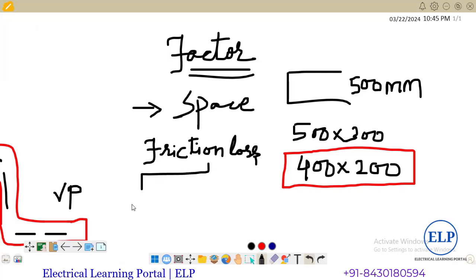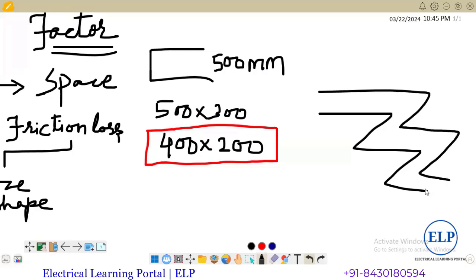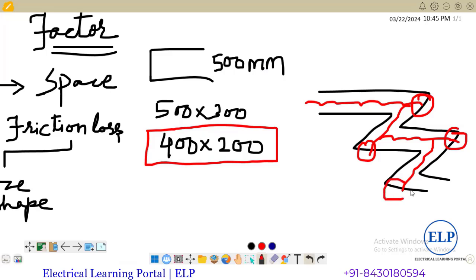So these friction losses depend upon the size of the ducting, the shape of the ducting. To understand shape, suppose for example I have a zigzag duct, suppose this is one of my ducts. In this case, whenever the air is traveling, it will hit this surface, then it will come and hit here, and then come and hit here again. So you can see that at every point the air is getting lost. So this is why shape is very important.